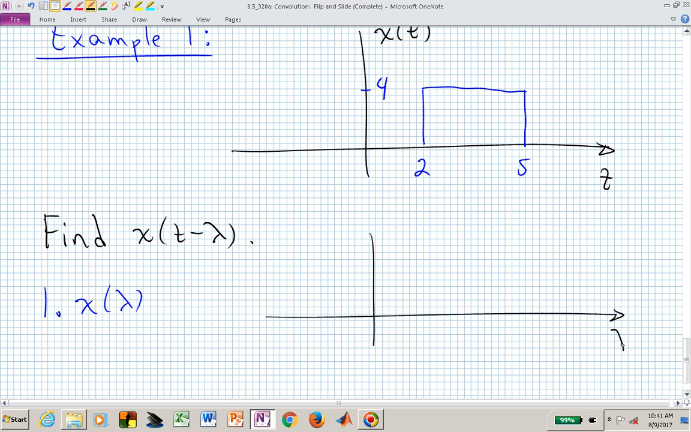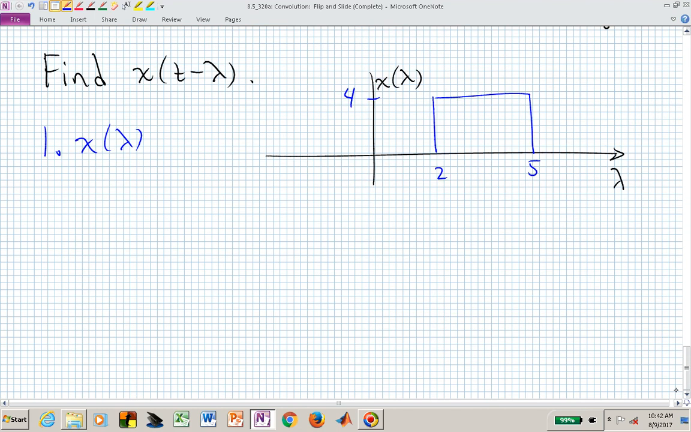All we're doing now is changing everywhere we had a t, we're replacing that with lambda, so that now x of lambda should look the same as x of t functionally. It's just now our variable is lambda instead of t. In step 2, this is the fun step. In step 2, what we want to do is flip x of lambda into x of minus lambda.